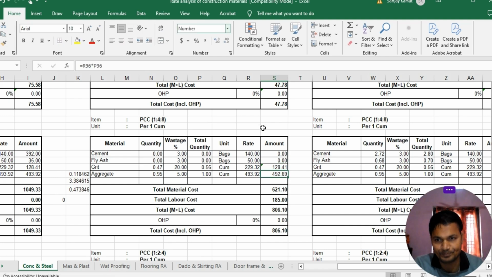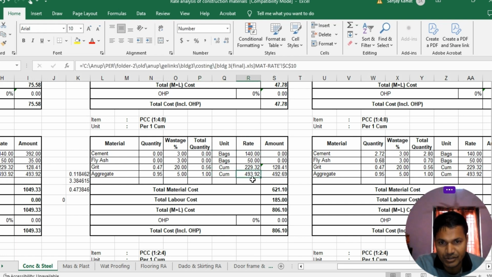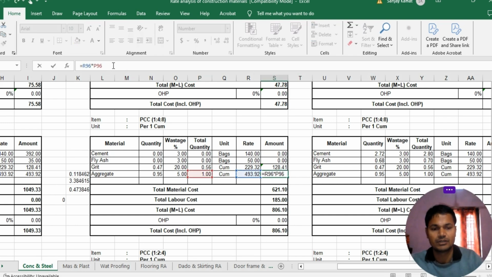So now coming to aggregate. We will take the quantity how much? 0.95 only, and the wastage percentage this time we will take 5%, and the total quantity we will take 1, and the unit we will take cubic. Okay, and the rate of the aggregate is this time the same, 493.92. So let's multiply. If you multiply 493 by 1, then this will be the same value. So we have to edit this value. Let's edit this value. 493.92.